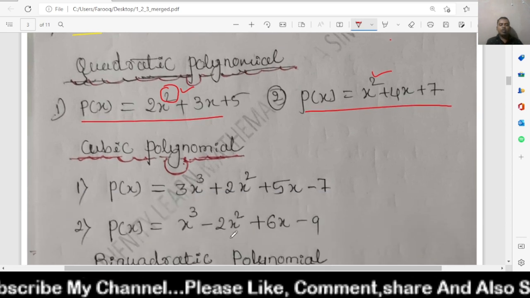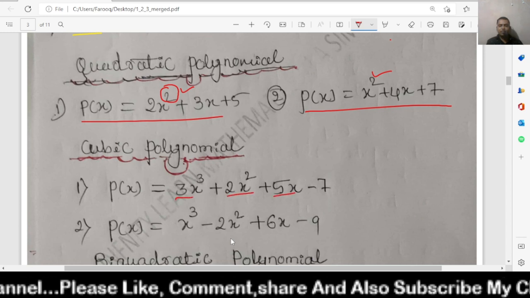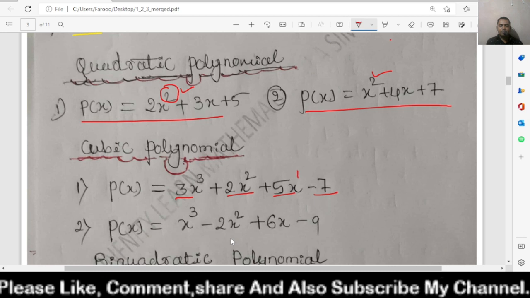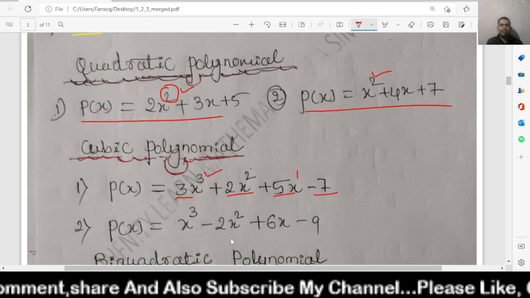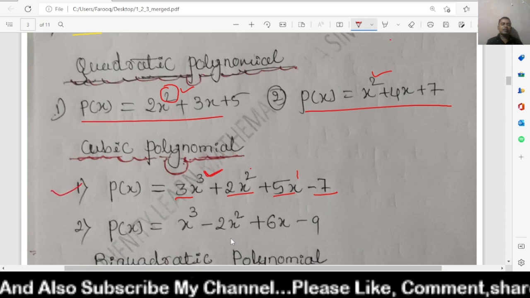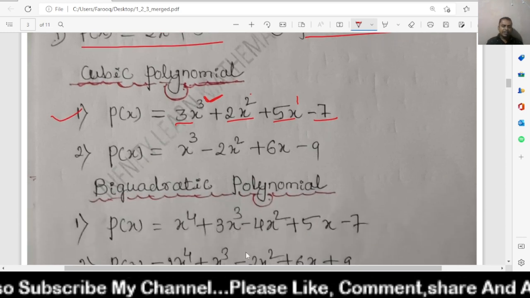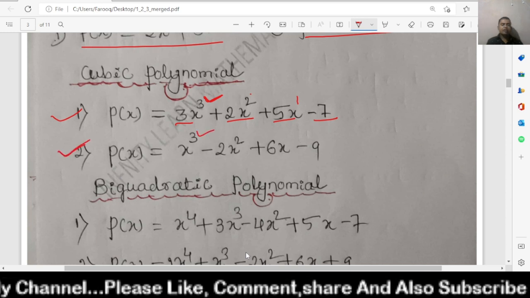Next, cubic polynomials. Here, in this there are 1, 2, 3, 4 terms. Its degree here is 1. Its degree here is 2. Highest degree here is 3. Highest degree here is 3. Then it is called a cubic polynomial. In the second example also the highest degree is 3. Then it is also called a cubic polynomial.